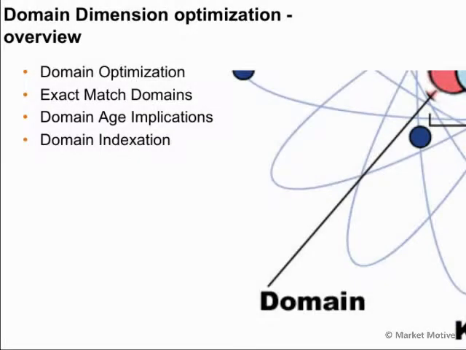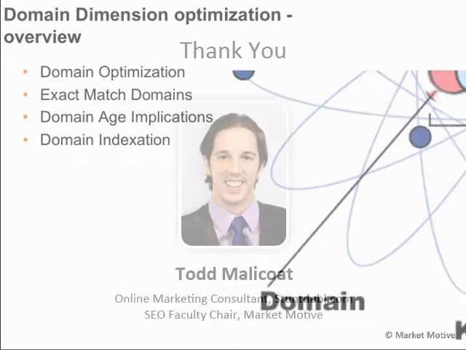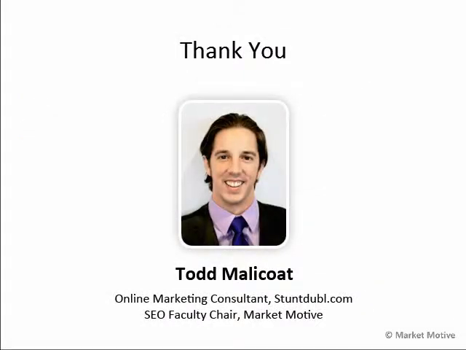So we covered some ideas for domain level optimization, best practices. We looked at exact match domains a little bit, some of the age implications around websites and domains, and some of the basic concepts on domain indexation. In the next section, we're going to look at breadcrumbs, canonicalization, and sitemaps.